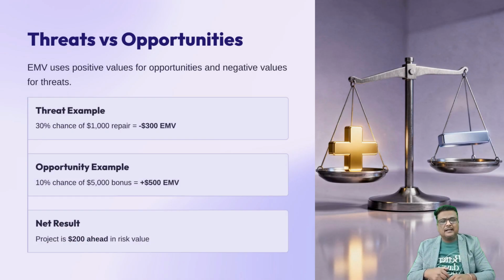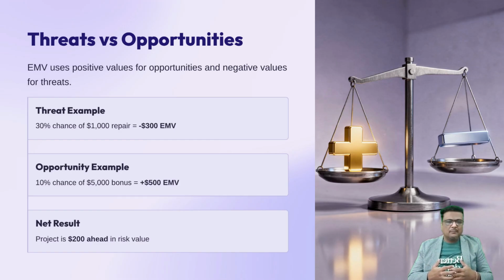Now we have to tackle EMV for threats and opportunities. Formally, EMV is expressed as a positive value for opportunities, which are risks that have a positive impact, and a negative value for threats. In everyday speak, this is adding the gains and subtracting the pains. Risks aren't always bad. Let's use some simple dummy stories. A threat might be a 30% chance of a $1,000 repair. That's a negative $300 EMV.